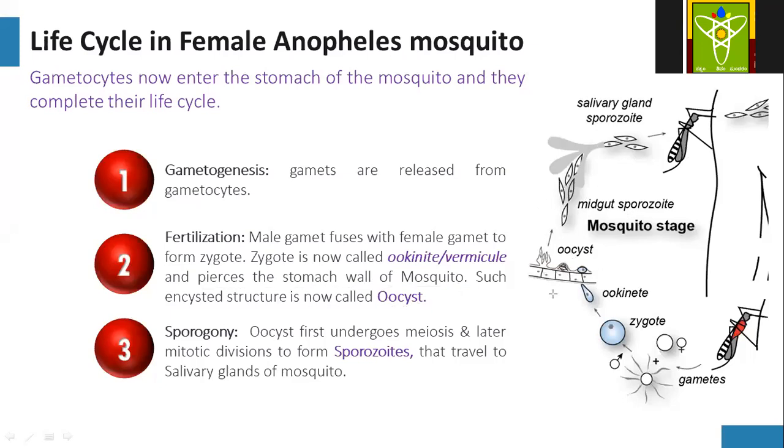So in the human body, an asexual process occurred. In the mosquito body, a sexual process occurred. Take the photograph. Hope you understood the process like a good story, how it really has been happening.